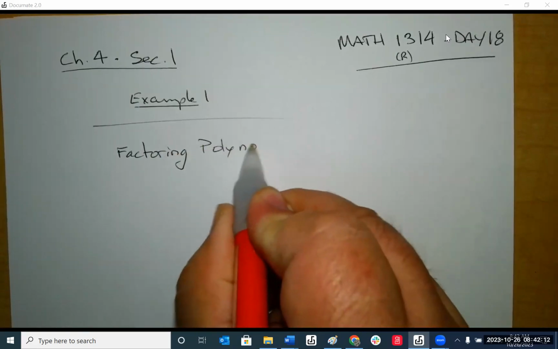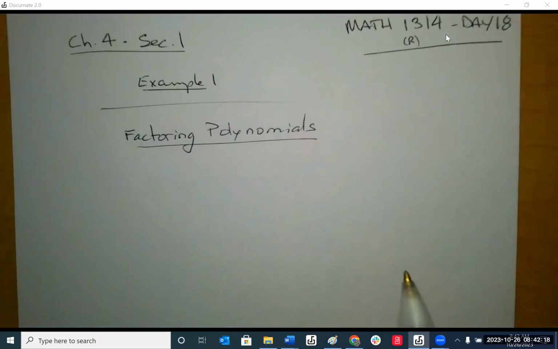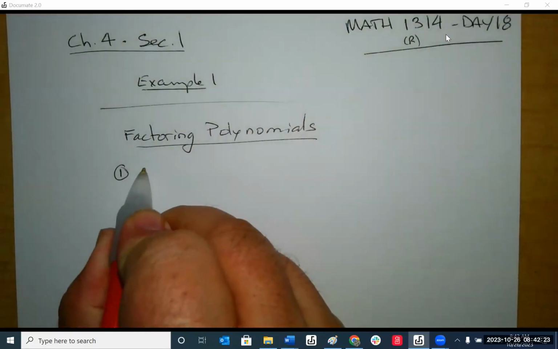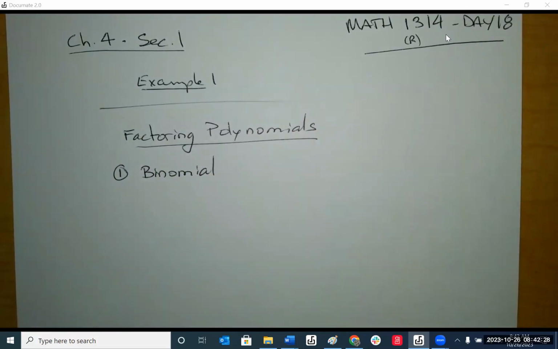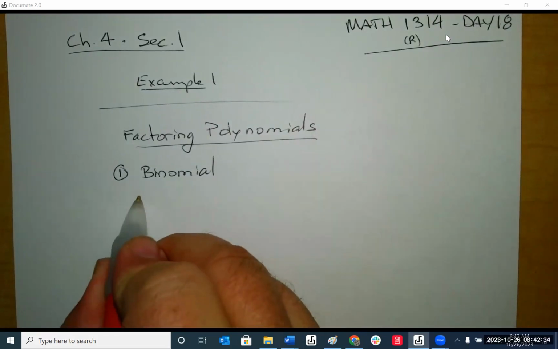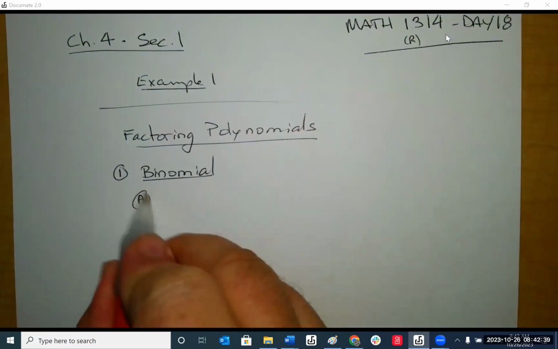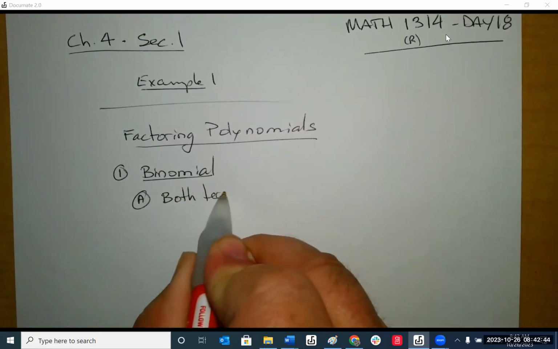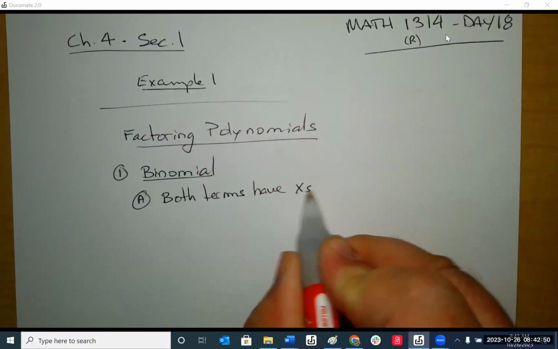Factoring polynomials. The first type, we can have a binomial polynomial. Binomial means what? 2 terms. So the first case, both terms have x's.